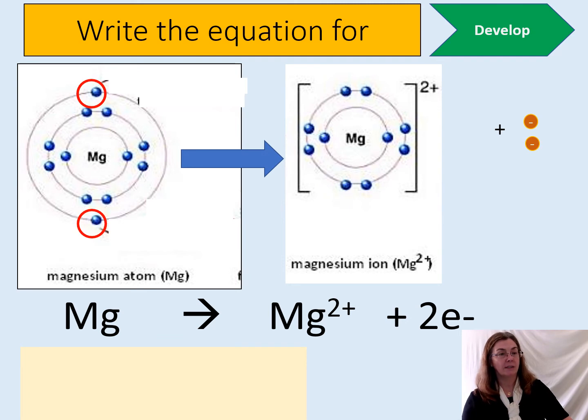So we've got 0 charge on the left-hand side because the magnesium's not charged, and we've got 0 charge on the right-hand side because the magnesium 2 plus and the 2 electrons, when we add them together, make 0 charge. So we've got a conservation of charge.